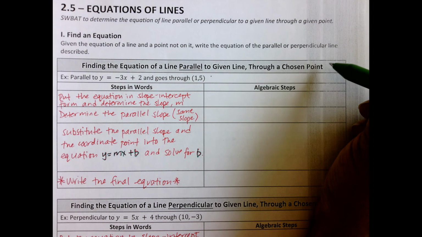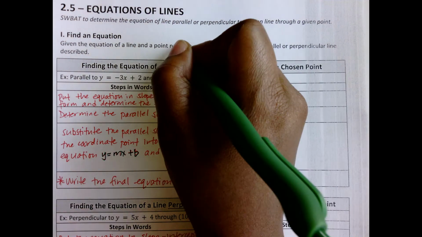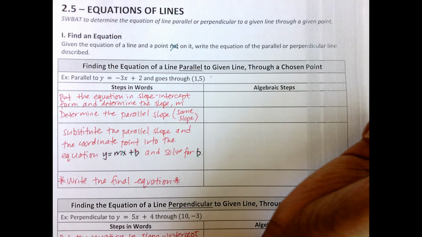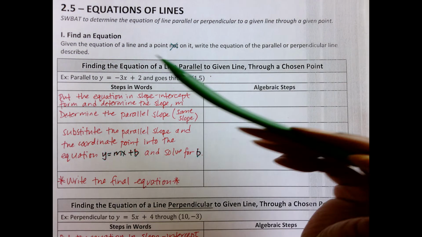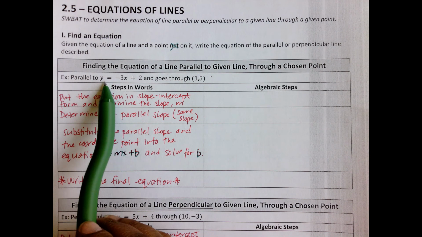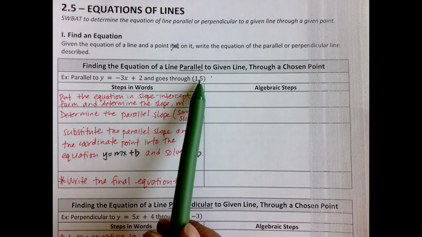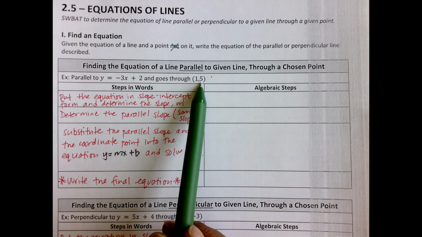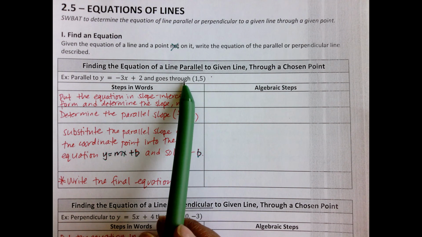Given the equation of a line and a point on it, write the equation of the parallel or perpendicular line described. So we need to find the line that is parallel to y equals negative 3x plus 2, and that goes through the point (1, 5). So we're going to go through the algebraic steps to do that.